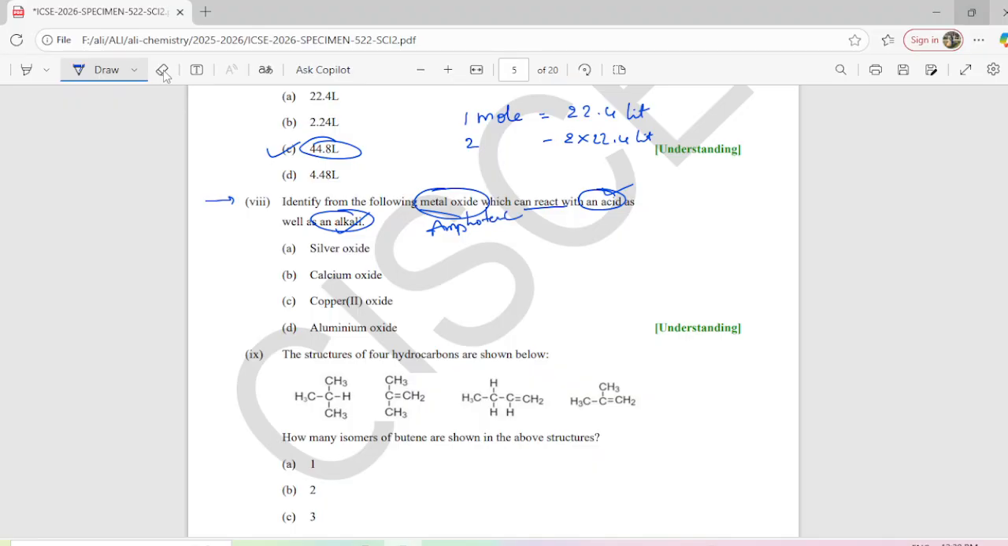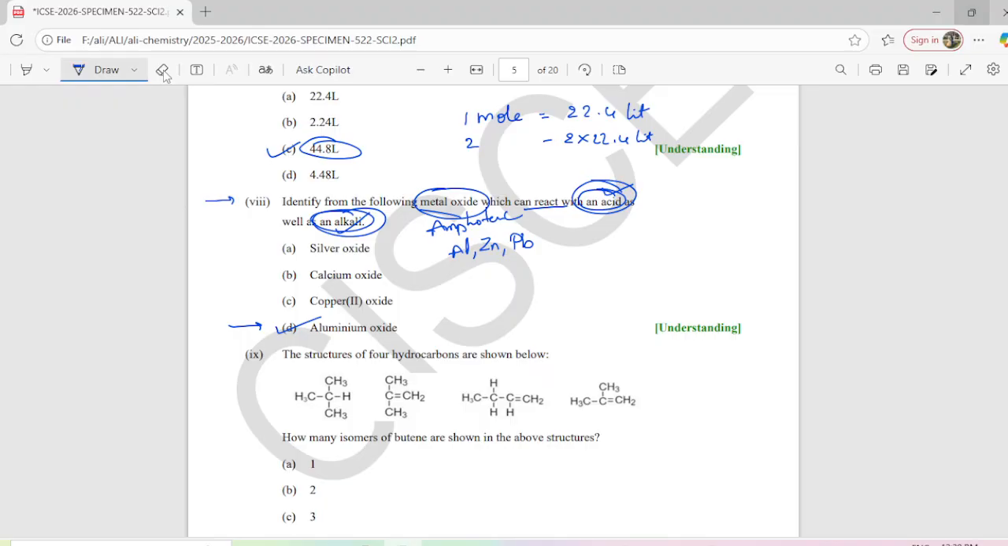So amphoteric metals and oxides, examples we have like aluminum, zinc and lead. These 3 metals and their oxides and their hydroxides are amphoteric. That means they can react with both acid and a base or alkali. So from the options you can see option D, aluminum oxide, is the correct answer.